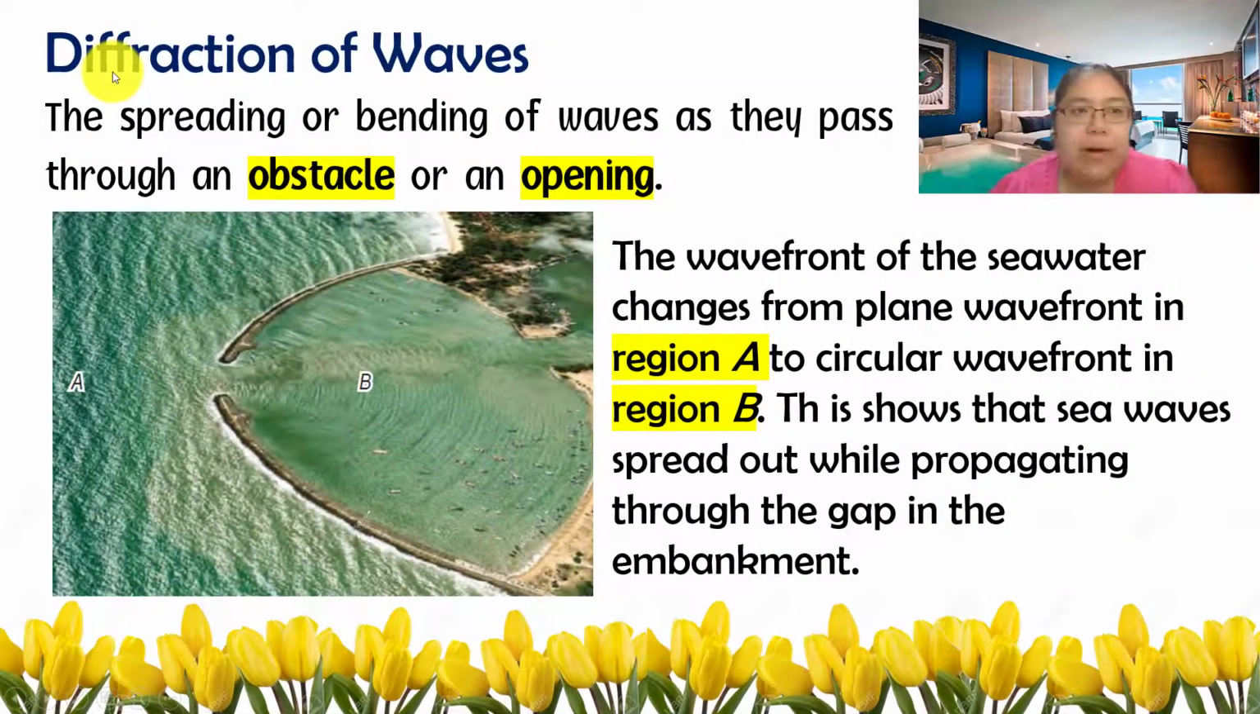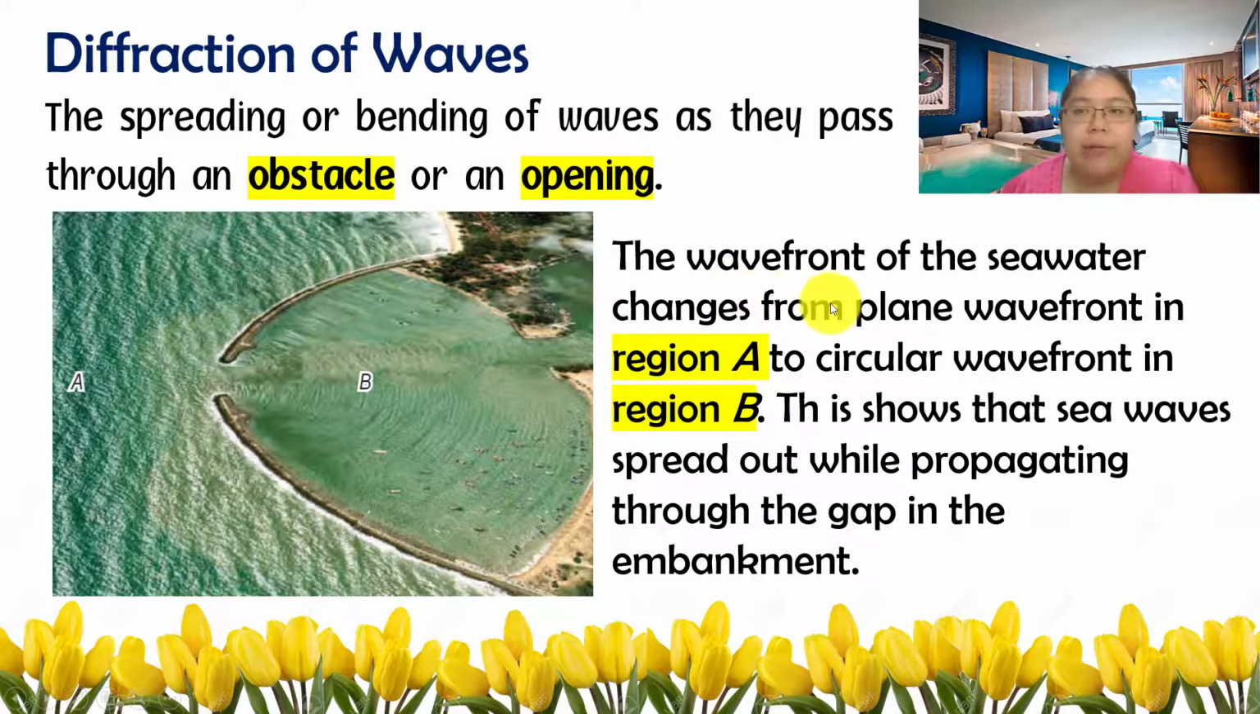Okay, first one, diffraction is the spreading and also bending. You can say the spread. You also can say the bending of the wave as they pass through an obstacle, or you can say an opening. Obstacle means something that is blocking. Okay, opening means this situation. This diagram shows the opening.